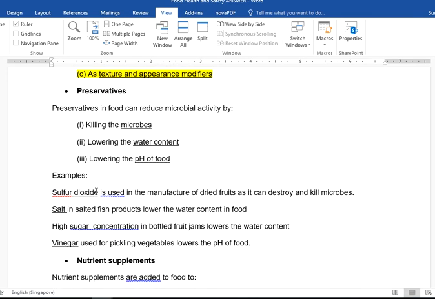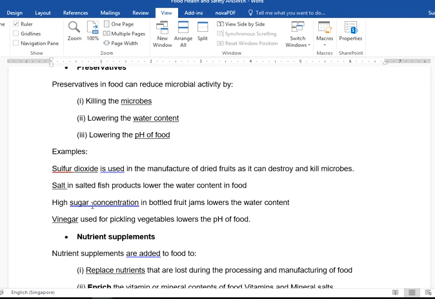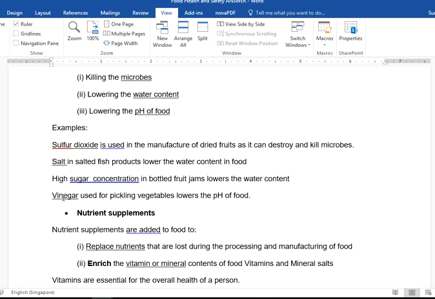All right, so some examples of food additives in this category as a preservative: sulfur dioxide. It's used in the manufacturing of dried fruit as it can destroy and kill microbes. Salt is used in salted fish. It will lower the water content in food. Sugar, the higher the sugar concentration in things like jams and sweet stuff, it will lower the water content of the food.